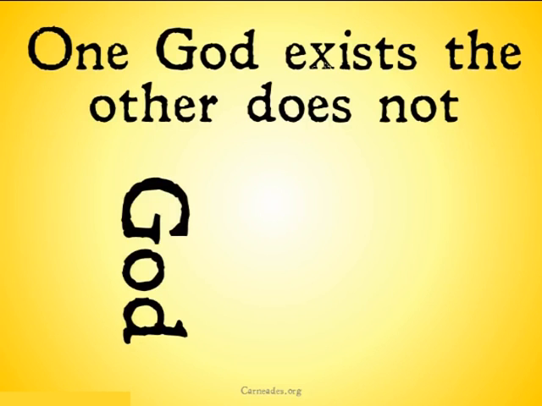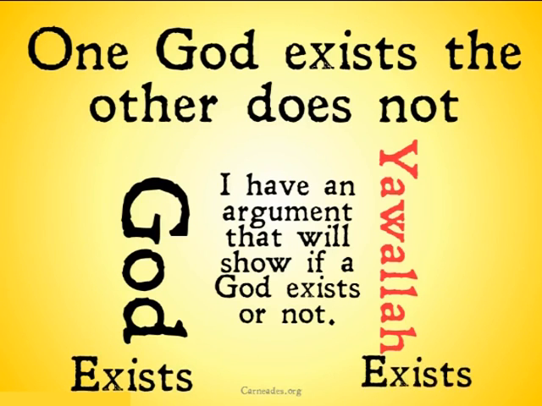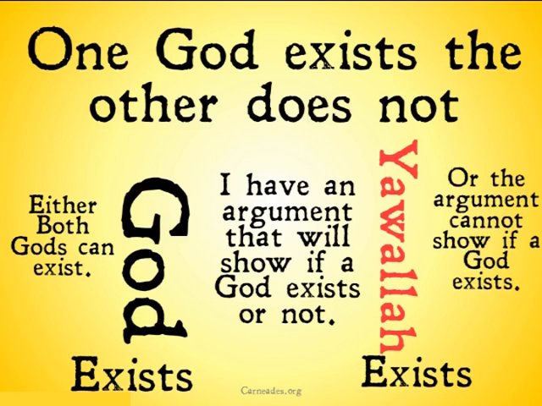One God exists and the other does not. God and Yoalla. I have a test, I have an argument that will show if God exists or not. That's what the modal ontological argument claims to do. It claims to show that God exists, or show that he doesn't. It, however, does show that God exists, and it shows that Yoalla exists. Either both gods can in fact exist, that they have somehow conflicting wills, and in fact many more gods would exist if this were the case, or the argument itself cannot show whether or not a god exists. It seems the only logical conclusion that we can come to is to deny that the ontological argument is a way for us to see truth.